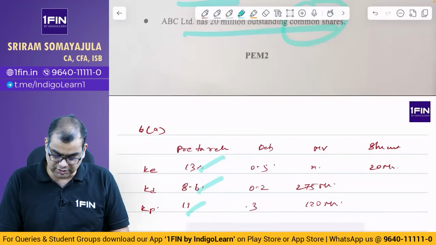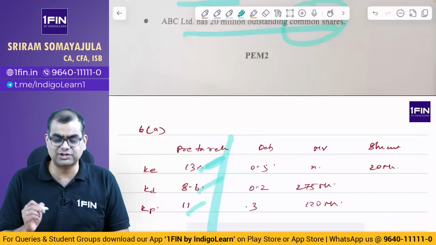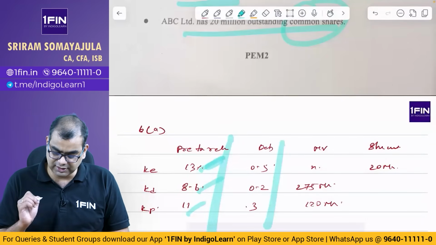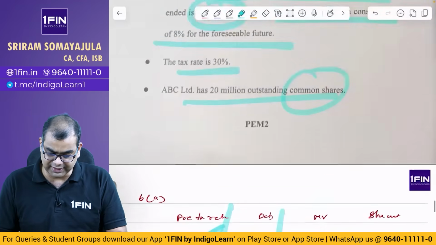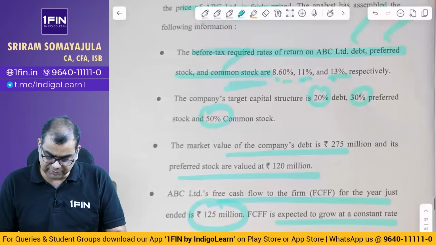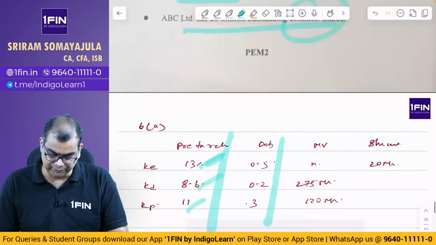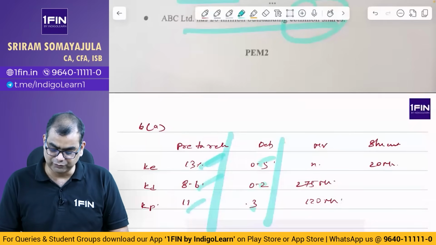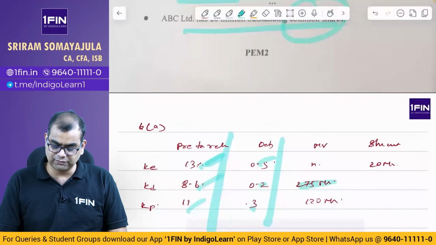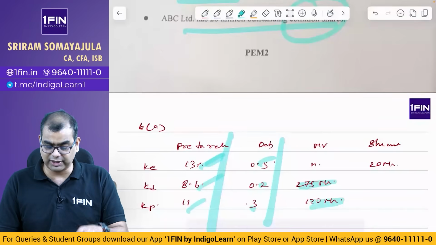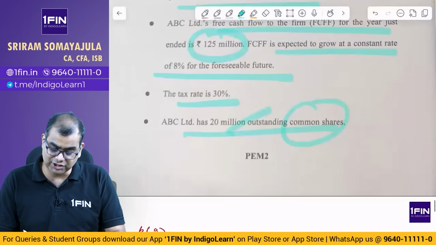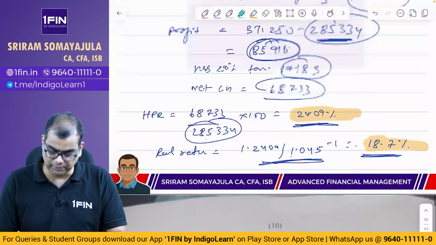So debt is how much? Equity, they've given the pre-tax cost of each of them. What is the target capital structure? Target capital structure is debt is 20, preferred is 30, and equity is 50. So 50, 20, 30. Okay. And they've given market values of both debt and preferred. They've also given the share count, right? Have they given share count? Yeah, 20 million shares, and they've given the share price also, 192.